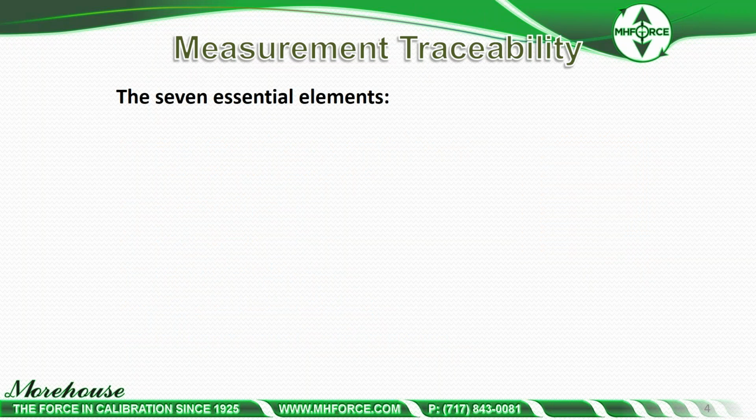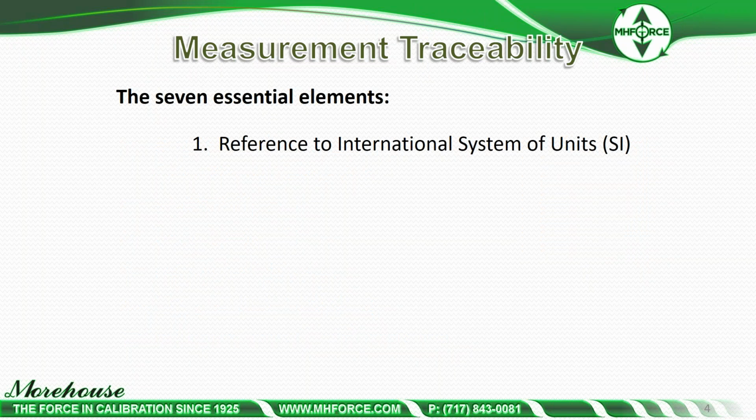So measurement traceability is really composed of 7 essential elements. The first of those elements is reference to International System of Units, SI units. Several people say, I need something that's NIST traceable. Well, NIST traceable is not really the proper term to do any of this. It's really traceable to SI through NIST or through an NMI. That's what we want to say. NIST traceability does not do what we need it to do, and we will go over that in a few slides. The second element is an unbroken chain of comparisons.